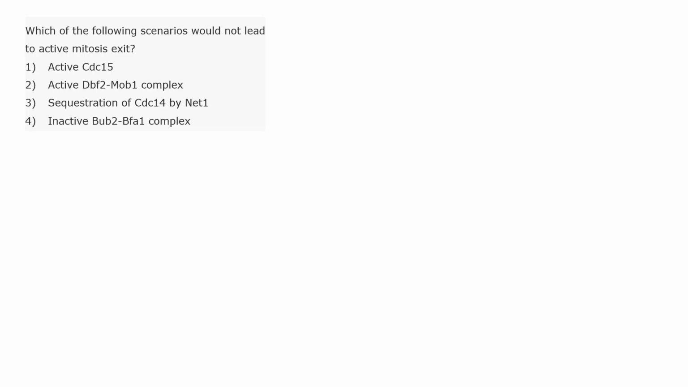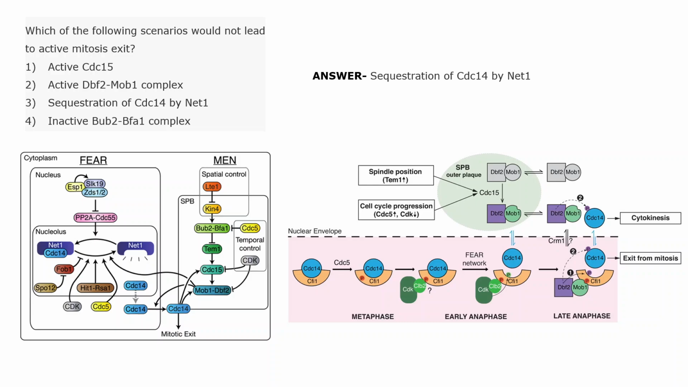Okay, so I will just give you the answer. The answer to the question is option number 3, sequestration of CDC14 by the NET1 complex. Basically this is the whole process. This is one step and this is the other step. Two different diagrams are there, but they lead to the formation of the same mitosis exit. The nomenclature of certain proteins differs in this case, which is why I thought to show two diagrams.